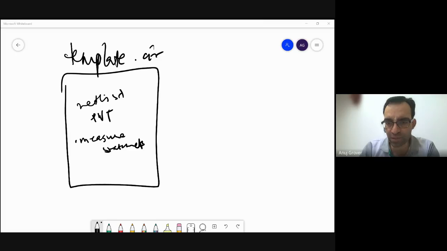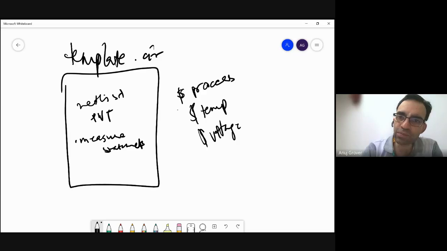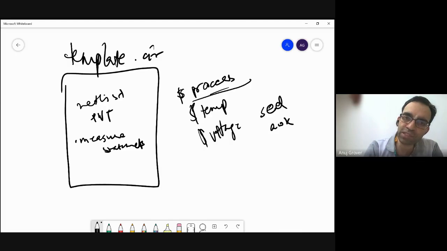Coming back to this, so when you talk about the PVT, you define that as variables. You call that dollar process, dollar temperature, dollar voltage, and so on. And you use sed and awk commands to identify where the word process is and replace it. Then what you need to do is write a script.